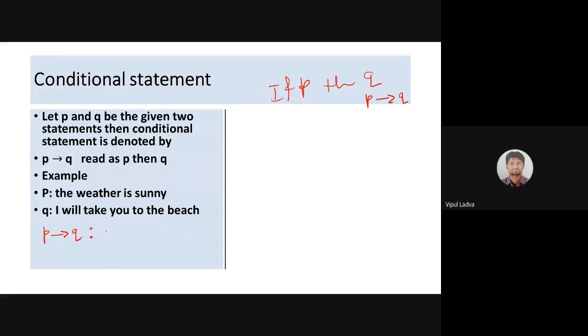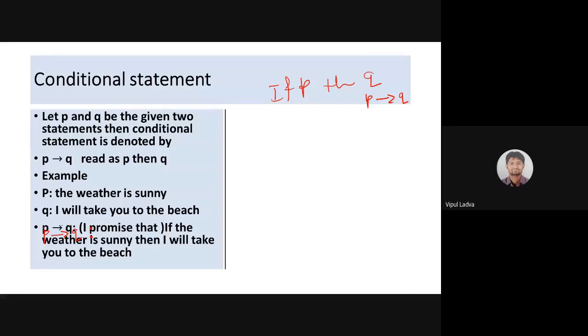Okay. It sounds like a kind of promise, is it, Raj? Yes, sir. It feels a bit like a promise. I promise you, if the weather is sunny, then I will take you towards the beach. So observe this. When we are dealing with a conditional statement, indirectly we are dealing with a promise. It isn't spoken or written, but you need to understand that if the weather is sunny, then I will take you to the beach. So there is a kind of promise from my side.